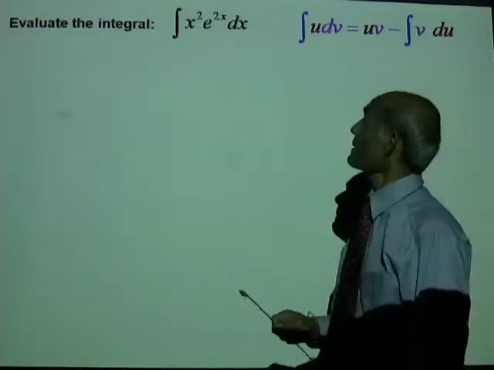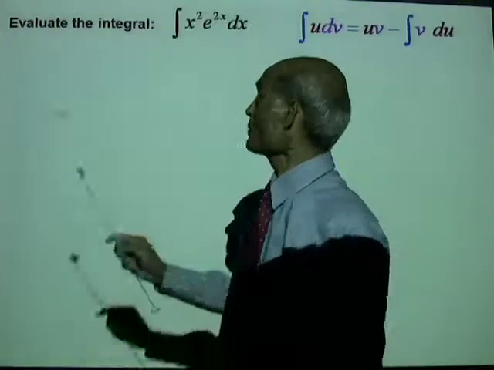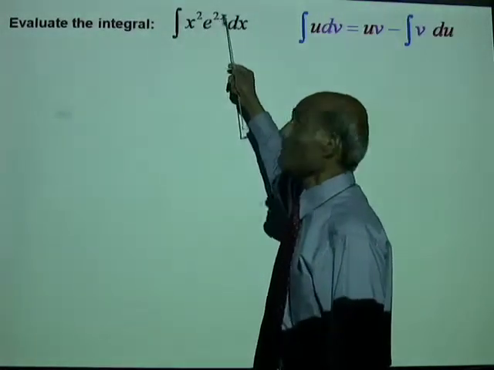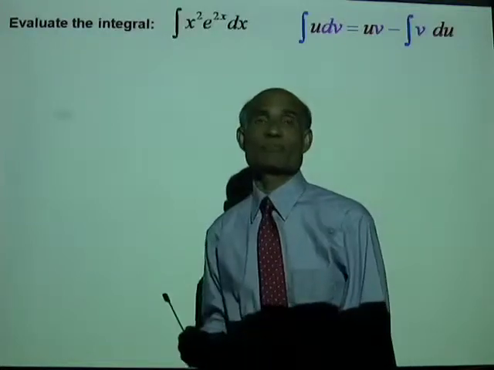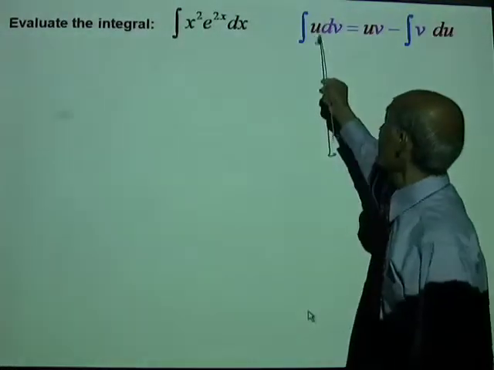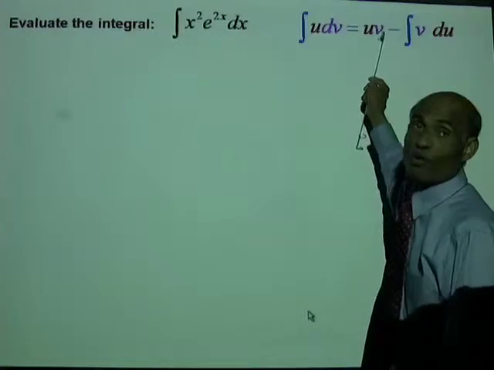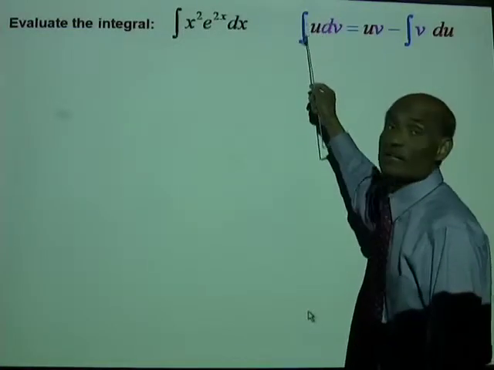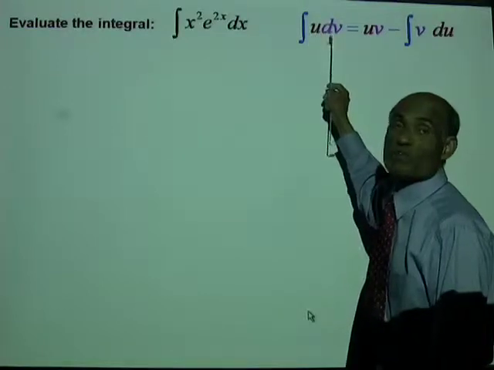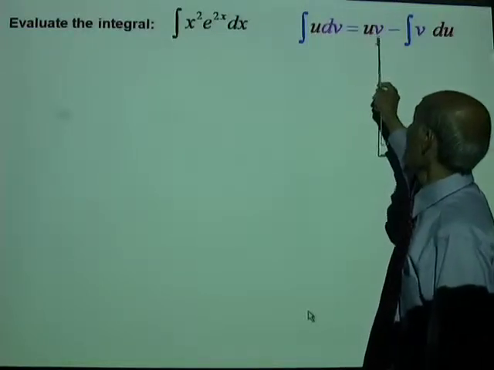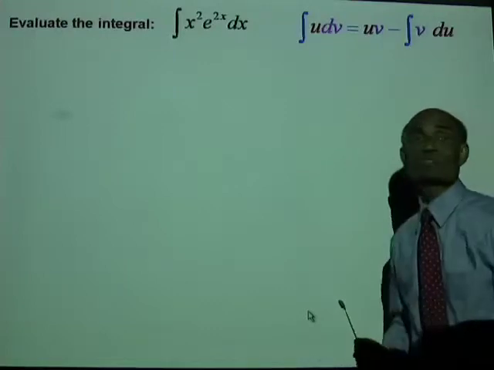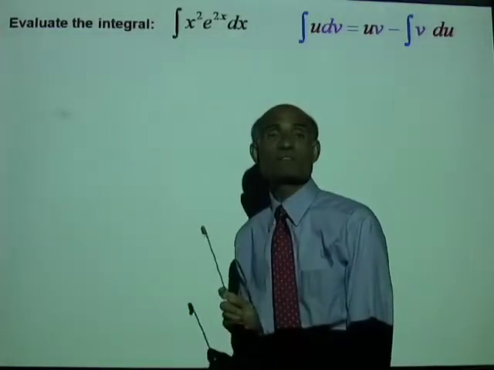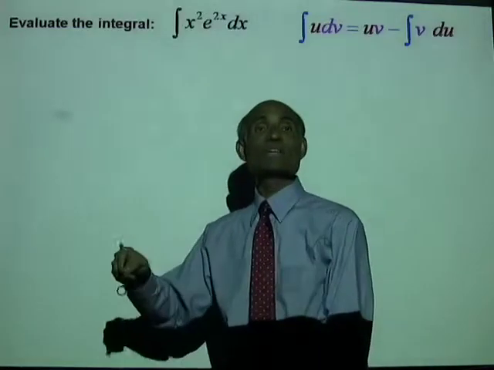Okay, another one. Evaluate the integral of x squared e to the power of 2x dx. And this is our integration by parts formula. Carry that with you for every problem. Integral u dv is u times v minus the integral of v du. Alright, can you help me identify u and dv here?